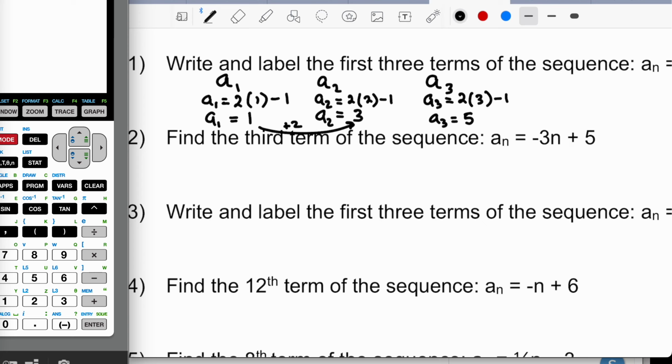All right. So in the next one, it's just saying find the third term, so that's a sub 3. So replace the n with a 3. So negative 9 plus 5 is negative 4. Third term of the sequence is negative 4.